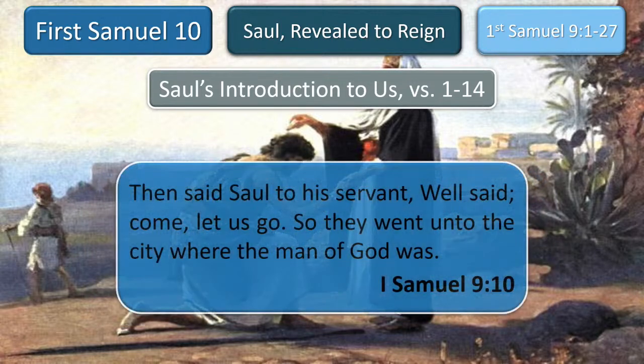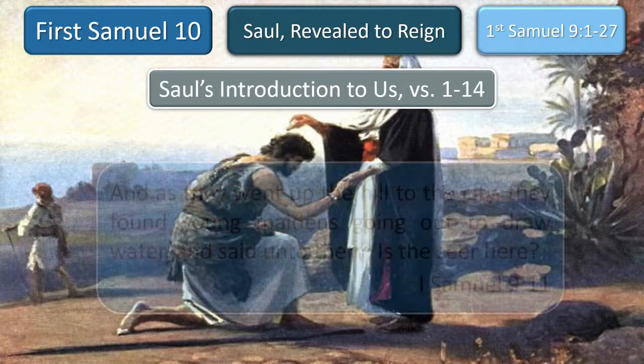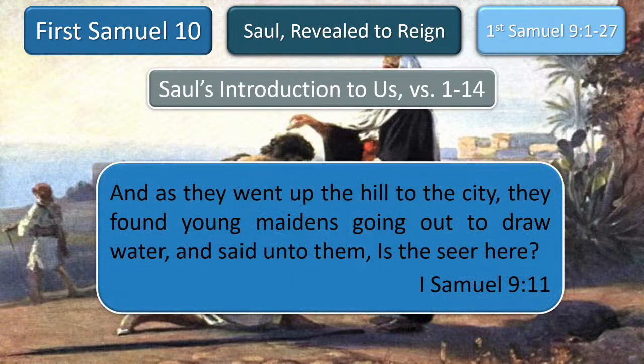Then Saul said to his servant, well said, come, let us go. So they went unto the city where the man of God was. Now they encounter again, something else takes place, maidens. And as they went up the hill to the city, they found young maidens going out to draw water, and said to them, is the seer here?